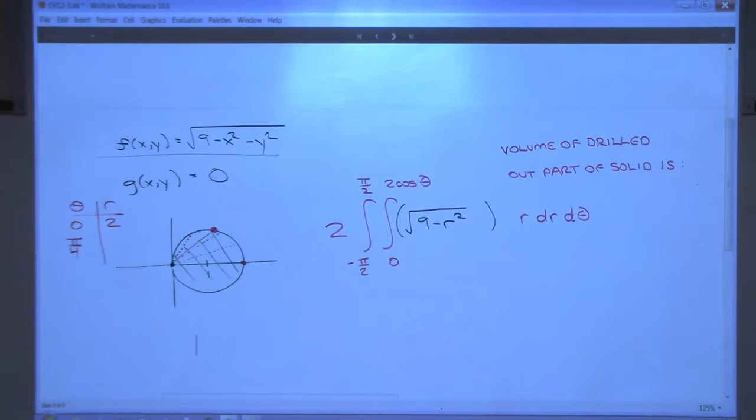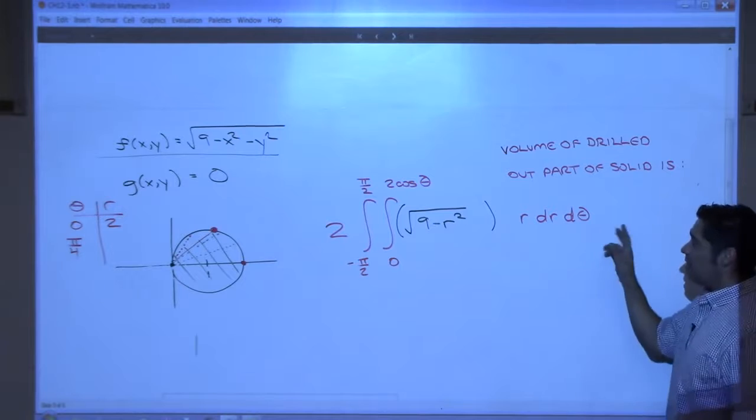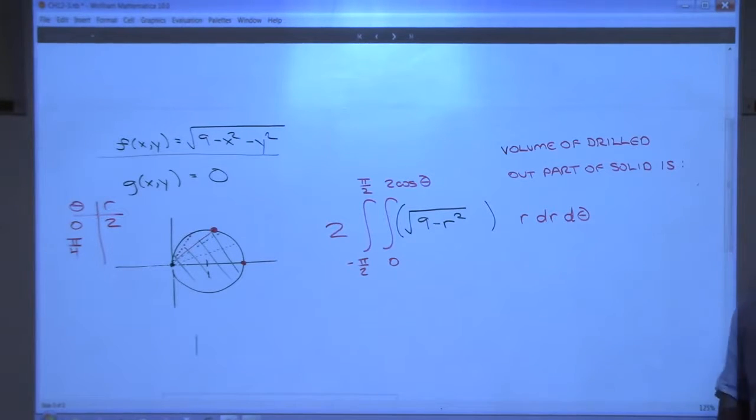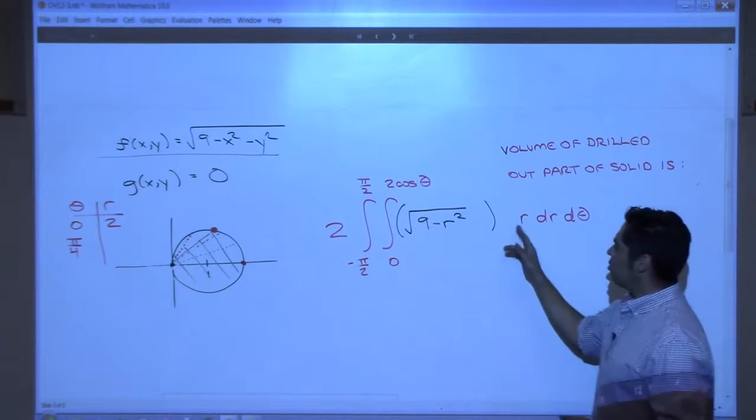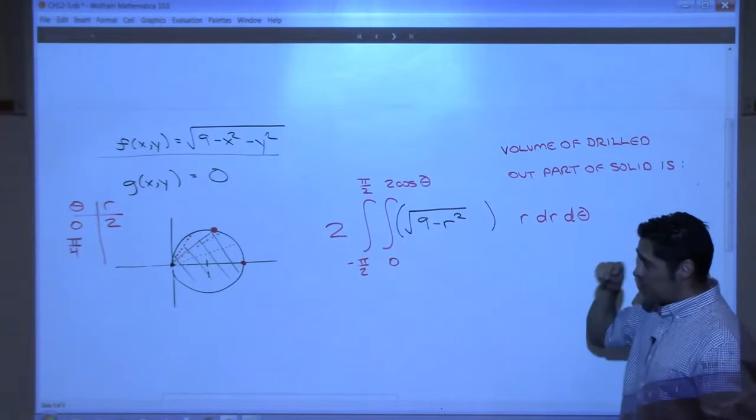And then you would go and integrate that. But I'm not going to say dot, dot, dot here. This we could not do by hand. The first integration is easy. The first integration is a basic u sub.